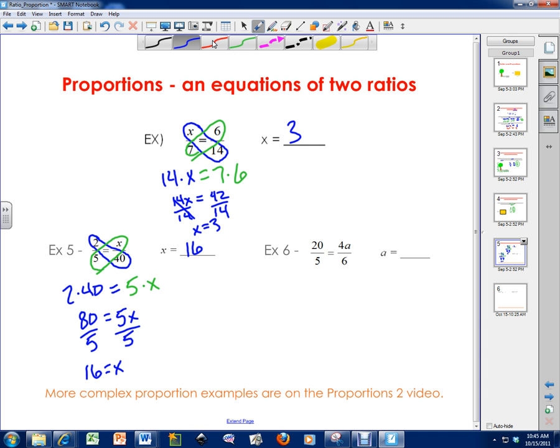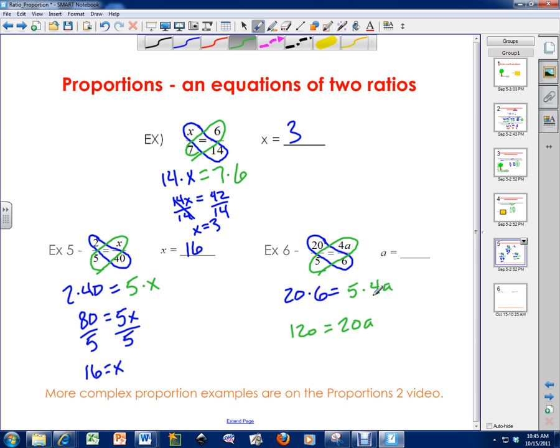Let's do one more right here. I'll just keep the same colors here. Cross multiplying here. My goal is to solve for a. This one's a little bit different. That's why I chose this problem. So 20 times 6 is going to equal 5 times 4a. And if I do the math here, 20 times 6 is 120. 5 times 4a gives me 20a.